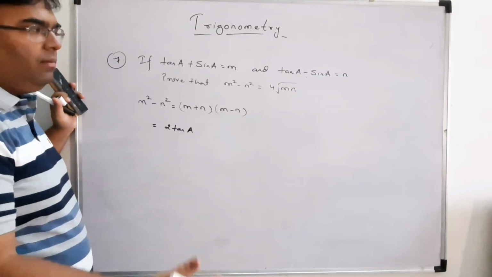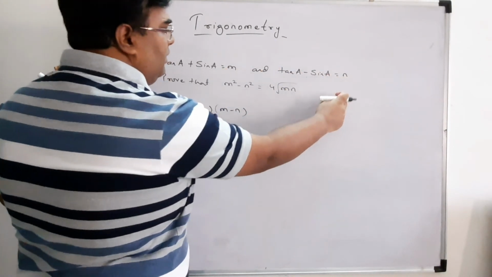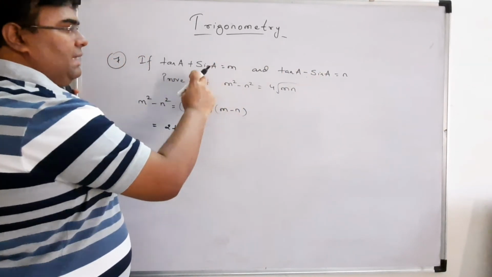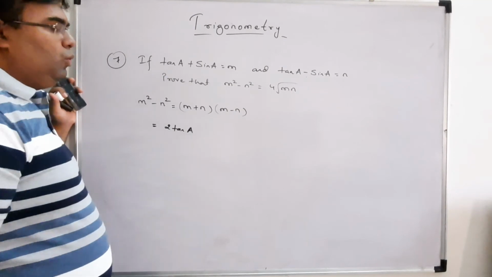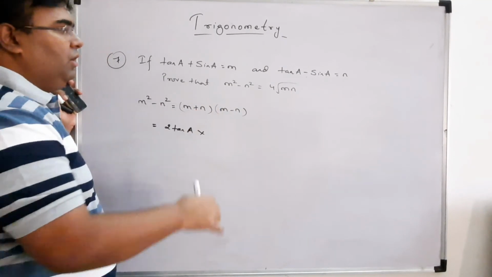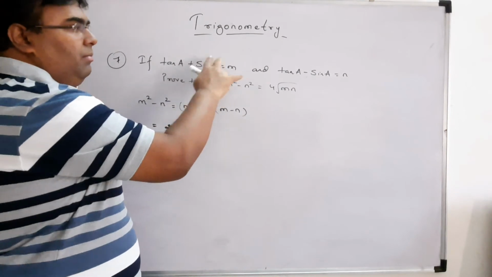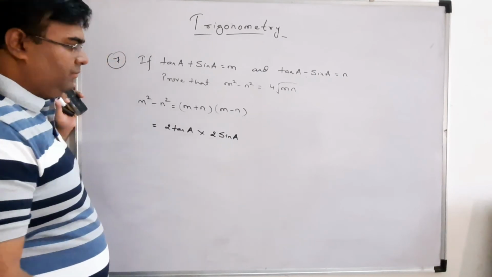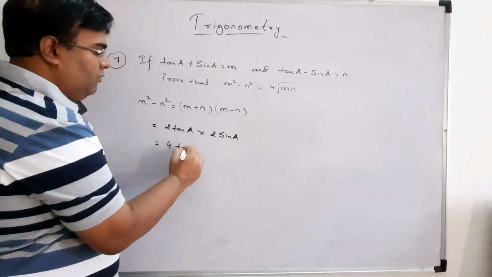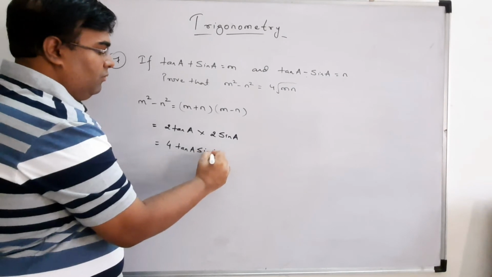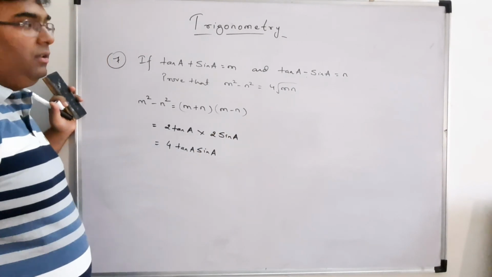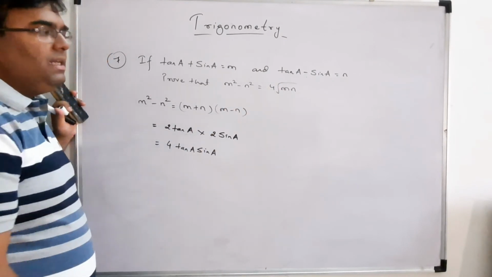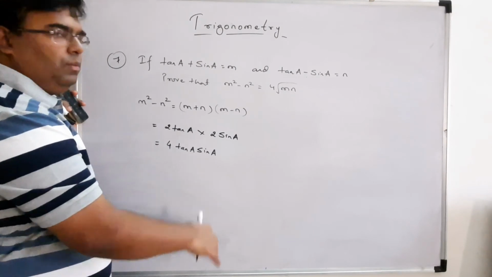You can do it in detail, right? You just add these two, m plus n, you will get tan A plus sin A plus tan A minus sin A. Sin A will get cancelled, and tan A plus tan A you will get 2 tan A. Similarly, if you do m minus n, your tan A will get cancelled, and sin A minus of minus sin A will give you 2 sin A. So you got 4 tan A sin A. So you are getting this 4 here, right? But square root of mn and tan A sin A, so it is difficult to think how to proceed further.